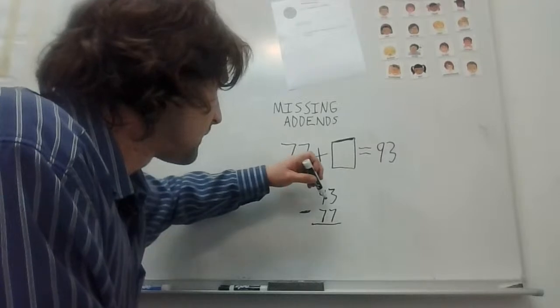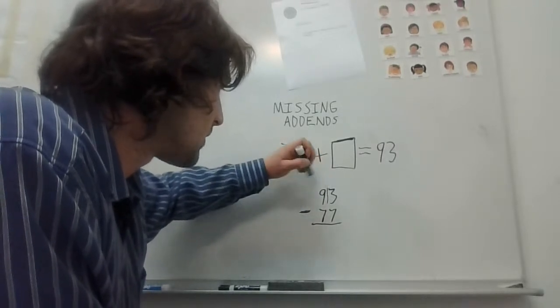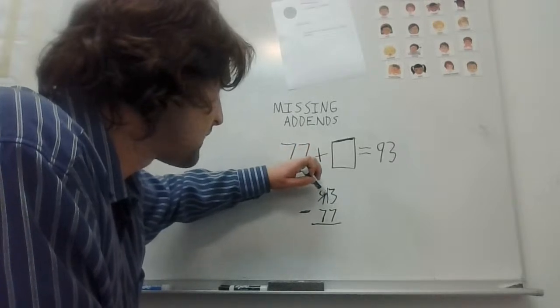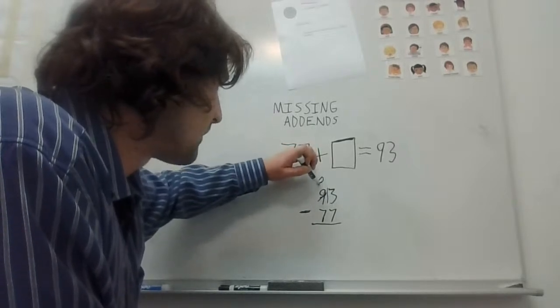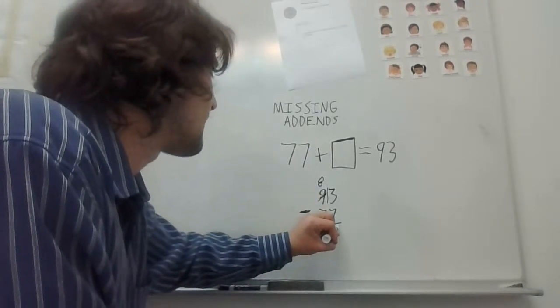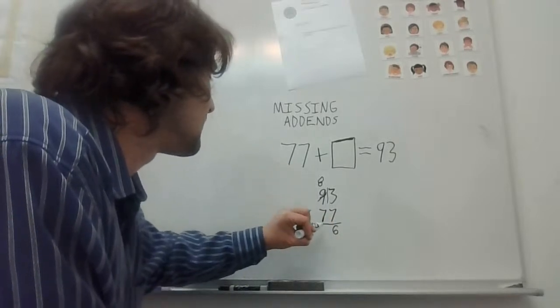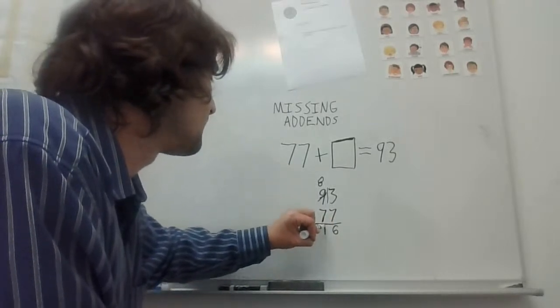So again, this 3, we're going to take a 10 from the tens place. So this 3 is going to become a 13. You can cross it out or just write a 1 in front of it. And then this 9 is going to become an 8. So now we're going to do 13 minus 7. 13 minus 7 equals 6. 8 minus 7 equals 1.